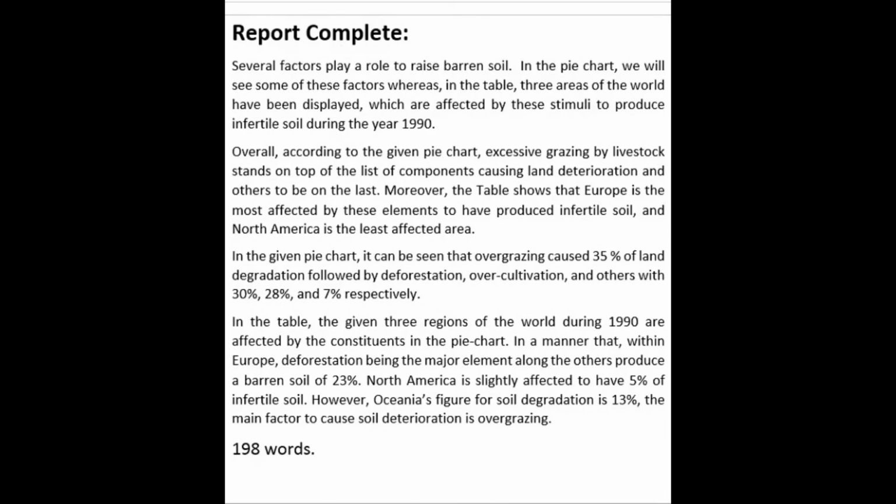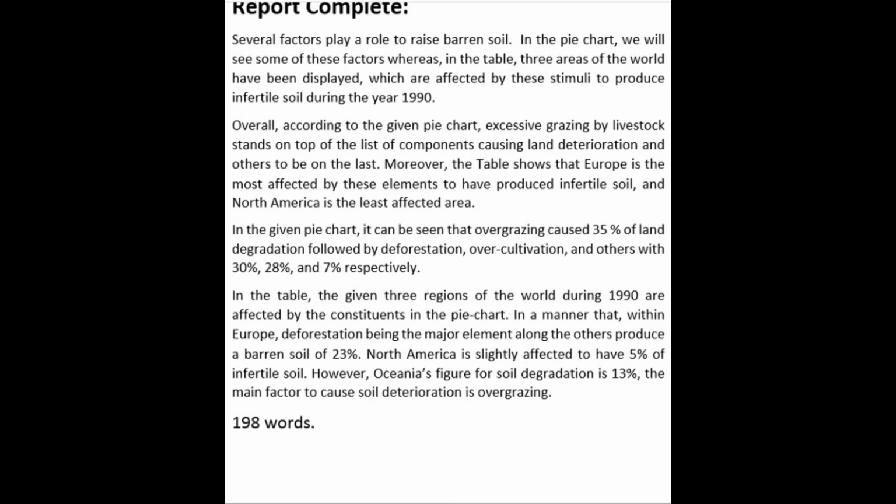One last thing, the complete report I'm going to show you. This is the complete report. The link of this report you can have in the description. This report contains 198 words, so a little bit on the higher side. Try to write your own either with a higher or a bit lower number of words.